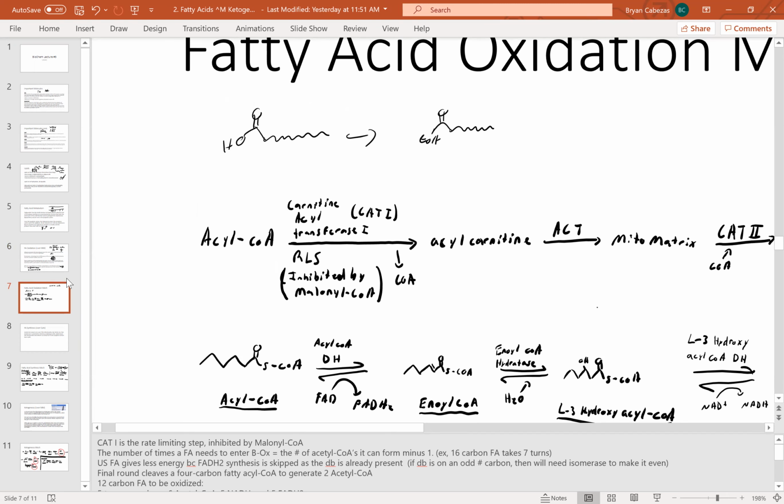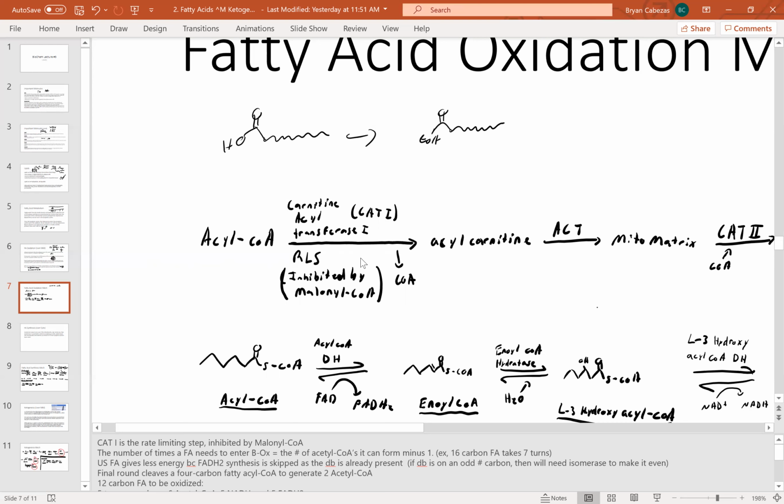CoA. And then from the acyl-CoA, we're going to use the enzyme carnitine acyl transferase 1, aka CAT1, to produce acyl-carnitine. Once acyl-carnitine is produced, it's just going to go straight into the mitochondria through this enzyme that we talked about before, the acyl-carnitine translocase. However, once the acyl-carnitine is produced, that's basically its fate, right?